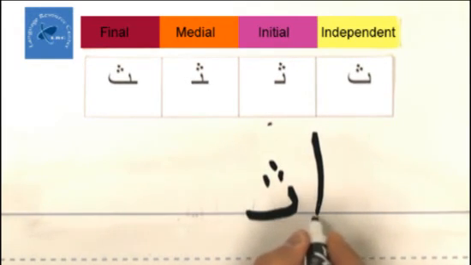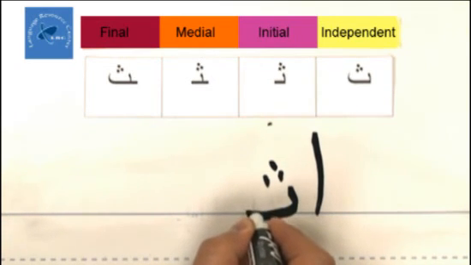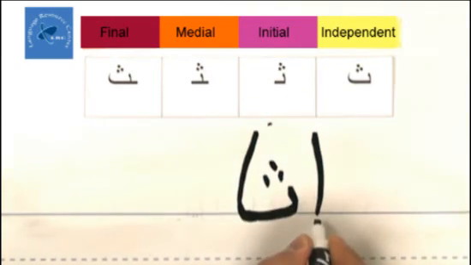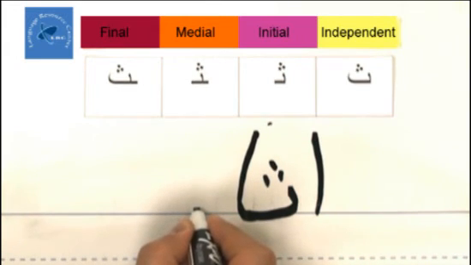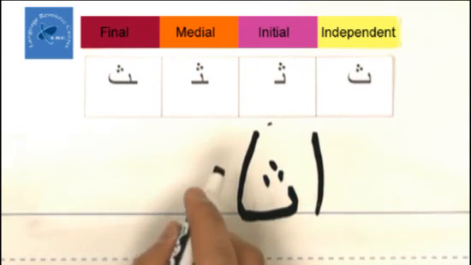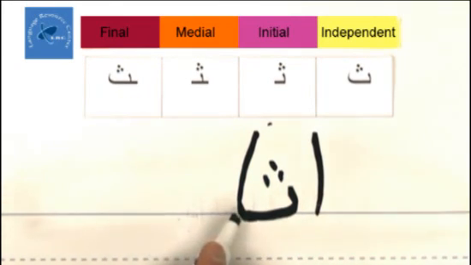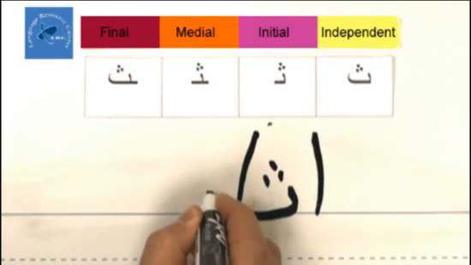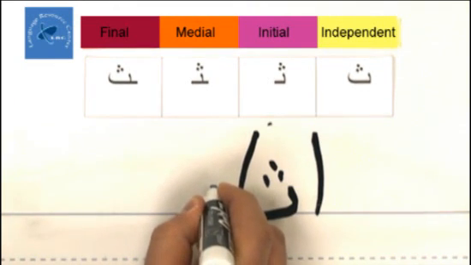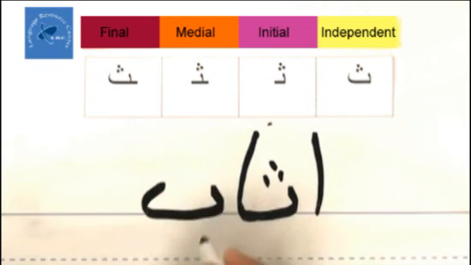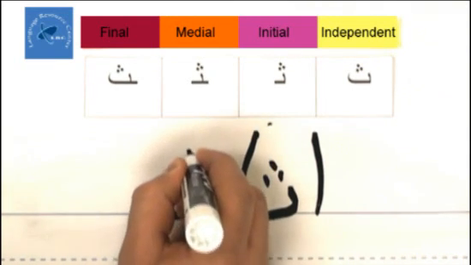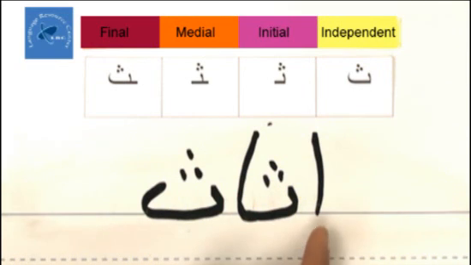Athath. We need another aleph. So we connect this tha to another aleph. Athath. And the last sound is also tha in its final position. But we don't need to put that tail here because it's an aleph, and the aleph does not connect to the letter after it. Athath. So we need tha in its independent position. Do a tooth, a line, tooth, and 1, 2, 3 dots. Athath, which means furniture.